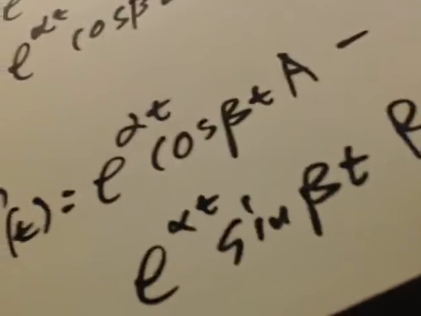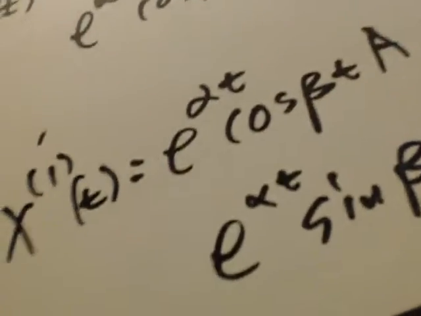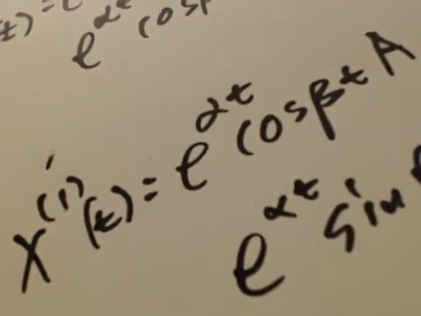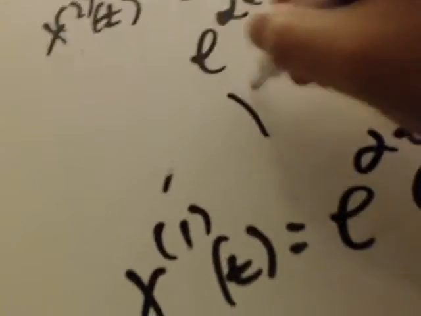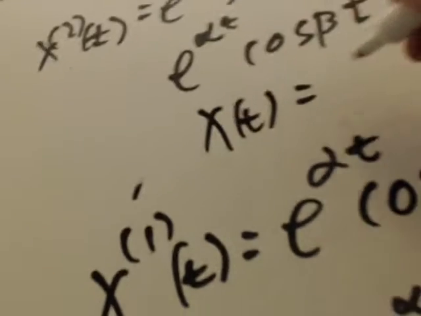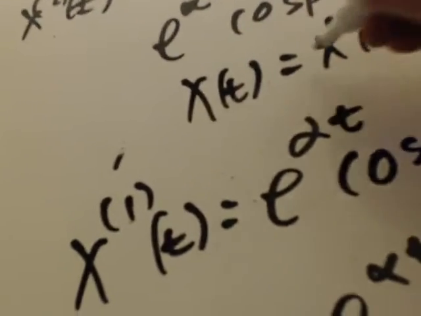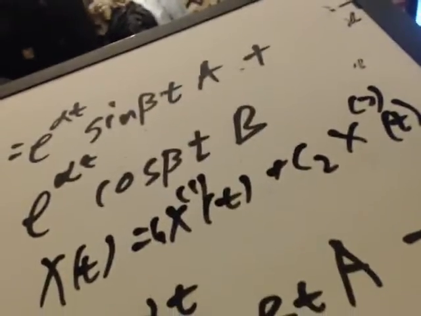Okay. So once I know a, b, alpha, beta, I can just write the two solutions, and that could be part of the general solution at that point. So how does this whole thing work? Well, we can say that x of t is equal to c1 times x1 of t plus c2 times x2 of t. So there's our general solution.